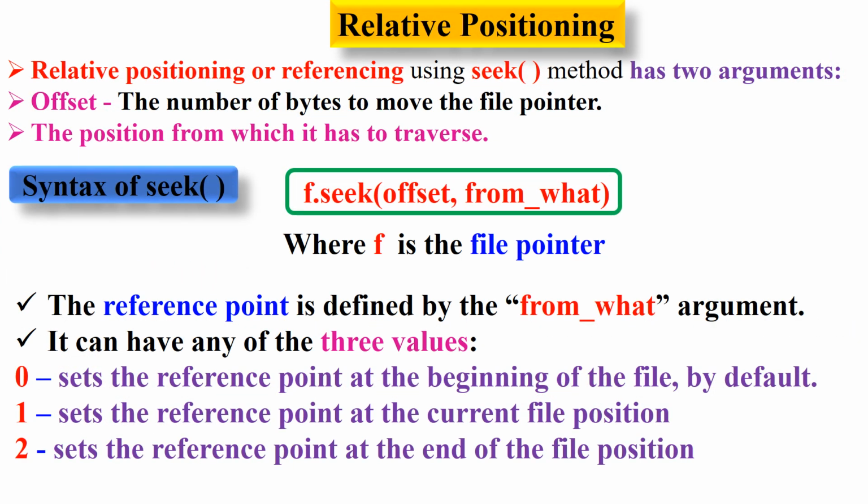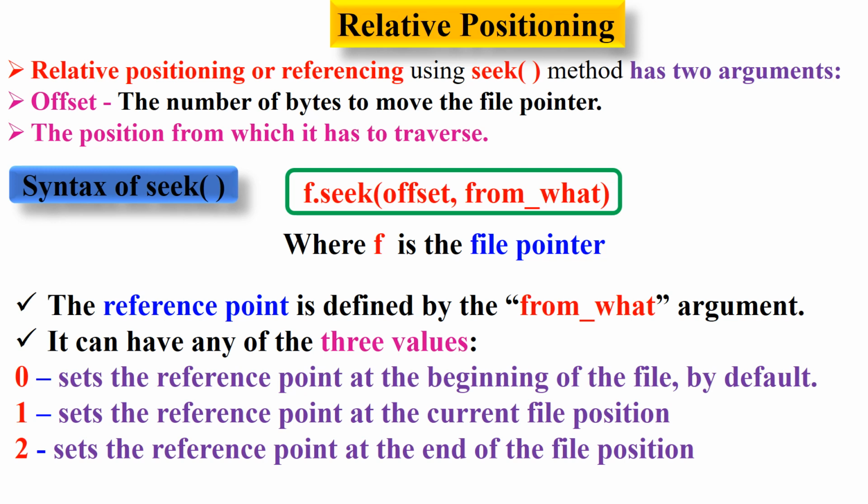Relative positioning or referencing using seek method has two arguments. Offset, the number of bytes to move the file pointer. Second argument is the position from which it has to traverse. Syntax of seek method is f.seek(offset, from_what), where f is the file pointer. The reference point is defined by the from_what argument. It can have any of the three values.